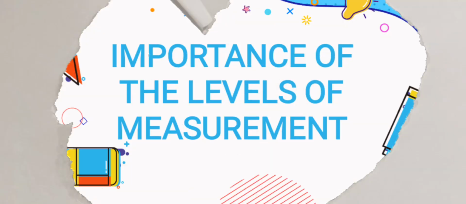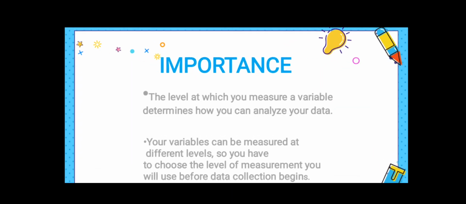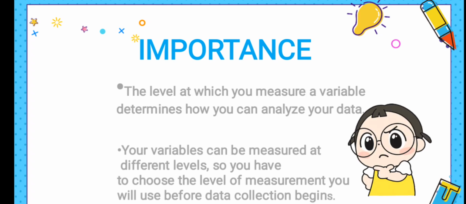So now, let's proceed to the importance of the levels of measurement. Why are the levels of measurement important? The level at which you measure a variable determines how you can analyze your data. The different levels limit which descriptive statistics you can use to get an overall summary of your data, and which type of inferential statistics you can perform on your data to support or refute your hypothesis. In many cases, your variables can be measured at different levels, so you have to choose the level of measurement you will use before data collection begins.